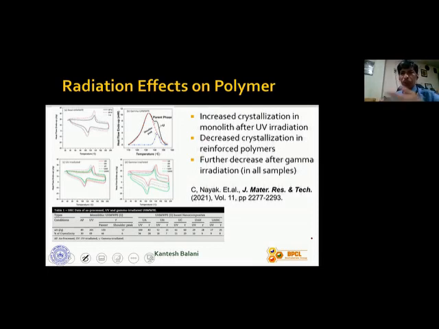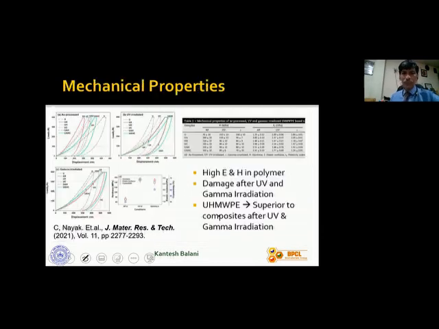But now we also wanted to venture into what will happen if we are doing some radiation damage, ultraviolet radiation as well as gamma radiation, because gamma radiation is the accepted process of sterilizing the liner. But that had a very different effect on neat polymer, that is ultra-high molecular weight polyethylene, and certain composites, which are with addition of aluminum oxide, hydroxyapatite, carbon nanotube, or a mixture of these. So that part we could establish very recently in Journal of Materials Research and Technology.